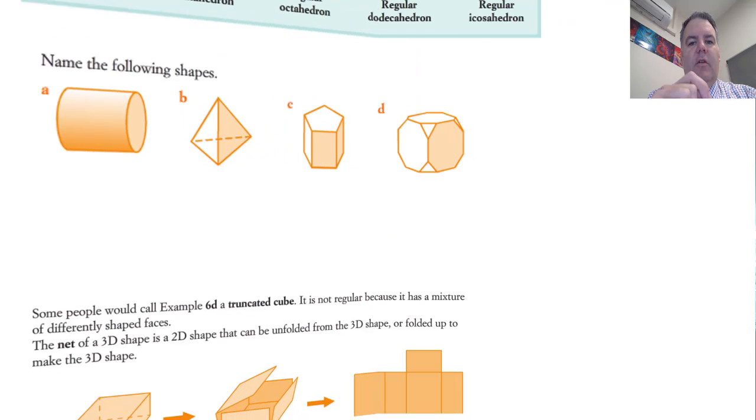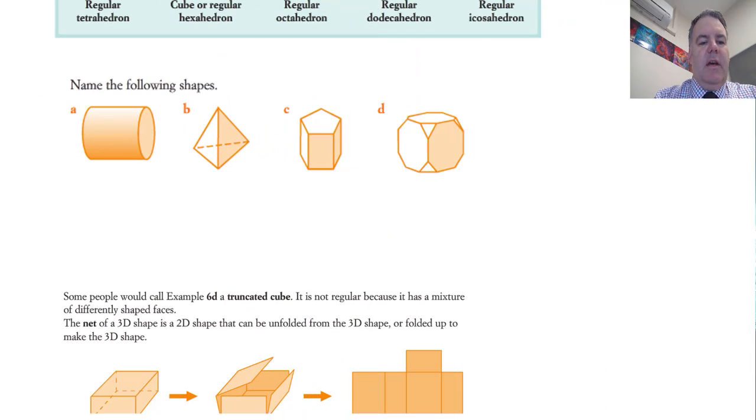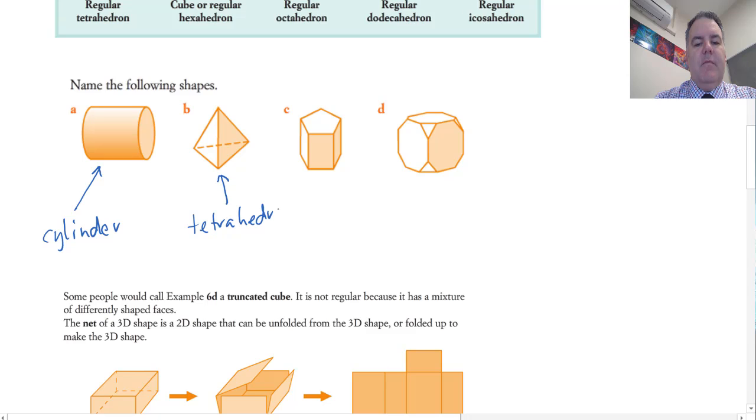All right. So if we want to name these shapes, this first one here is a cylinder. Okay, we've seen that one before, a cylinder. This one here is a four-sided hedron, so we would call that a tetrahedron, tetra meaning four. This one here is a prism, and because the cross-section is a five-sided shape, which we call a pentagon, we would call this a pentagonal prism.